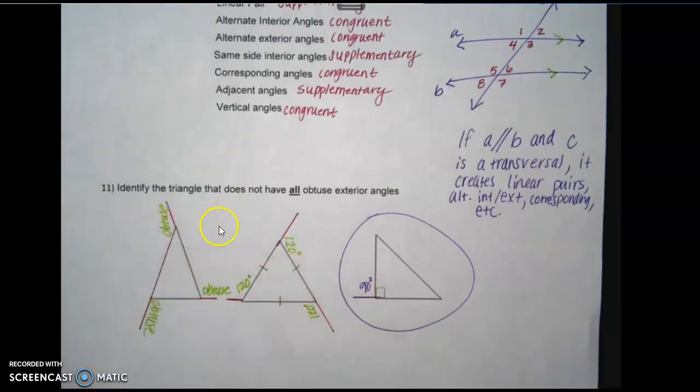Number 11, it says identify the triangle that does not have all obtuse exterior angles. What you have to do is create exterior angles. Just take a ruler and create your exterior angles. Obtuse, obtuse, obtuse. This is equilateral. Remember, that means on the inside it is 60, 60, 60. So on the exterior, that's a linear pair. So 120, 120, 120. That means these are all obtuse, so obviously this one's the answer choice, and this is why. If I extend an exterior angle, that would be 90 degrees.